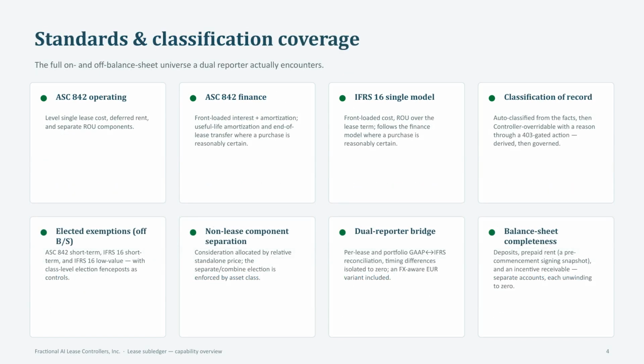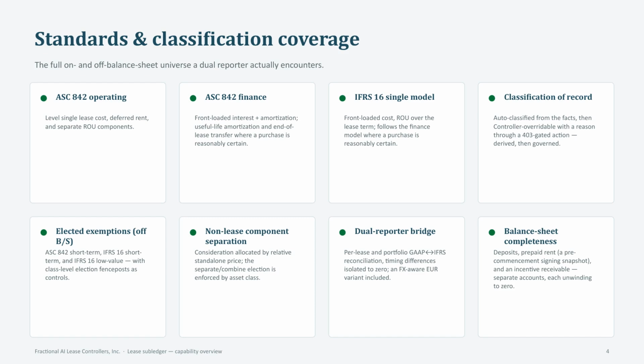First, classification. The full on and off-balance sheet universe a dual reporter actually meets. ASC 842 Operating, ASC 842 Finance, and IFRS 16, each with its own cost shape. Classification is auto-derived from the facts, then controller overridable with a reason through a 403 gated action.